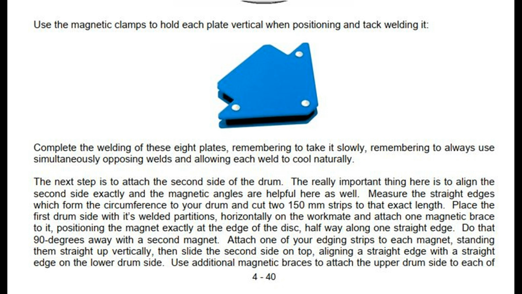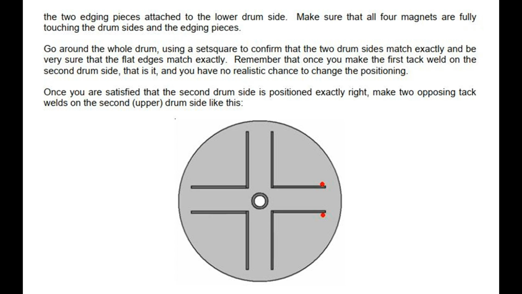Attach one of your edging strips to each magnet, standing them straight up vertically, then slide the second side on top, aligning a straight edge with a straight edge on the lower drum side. Use additional magnetic braces to attach the upper drum side to each of the 2 edging pieces attached to the lower drum side. Make sure that all 4 magnets are fully touching the drum sides and the edging pieces. Go around the whole drum, using a set square to confirm that the 2 drum sides match exactly and be very sure that the flat edges match exactly.